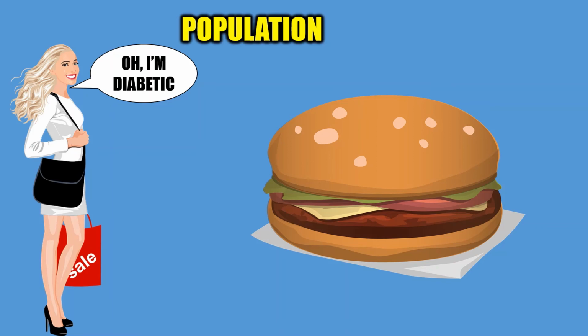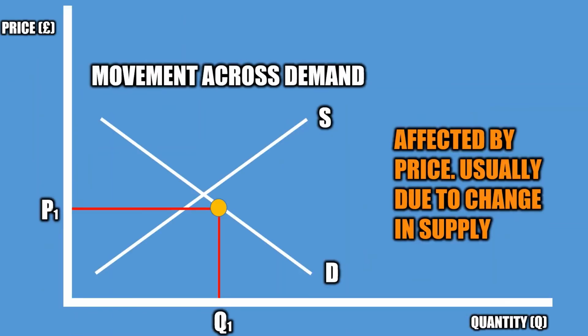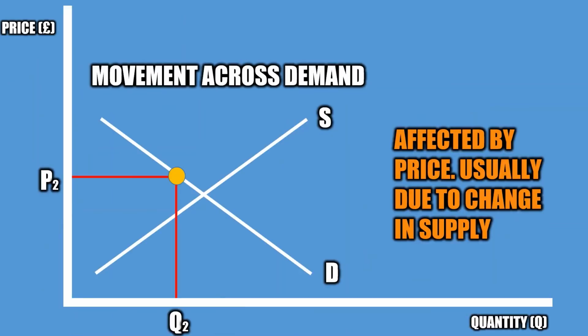Poor Sarah. A movement along the demand curve occurs when there is a change in price, but this may occur because of a change in supply conditions instead, and the factors affecting demand are assumed to be held constant.